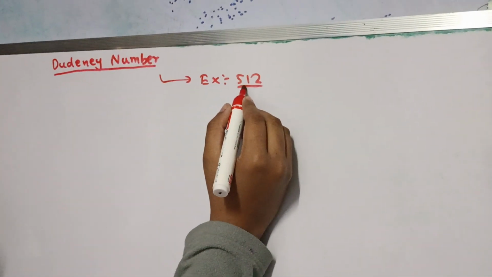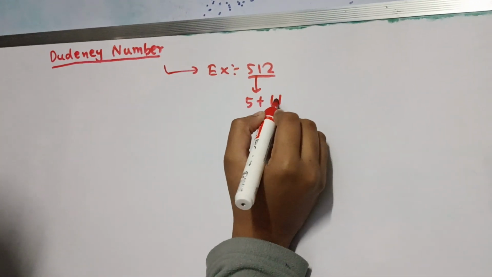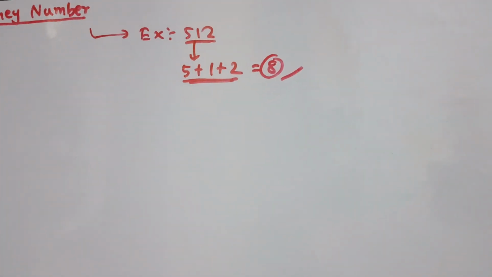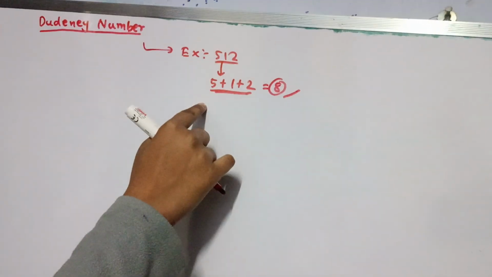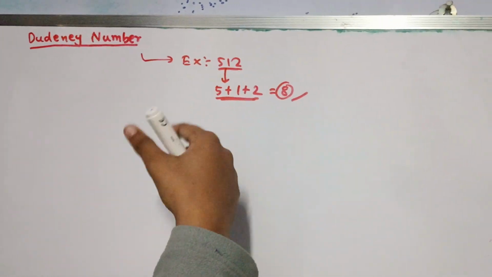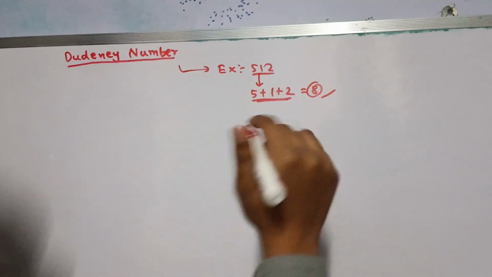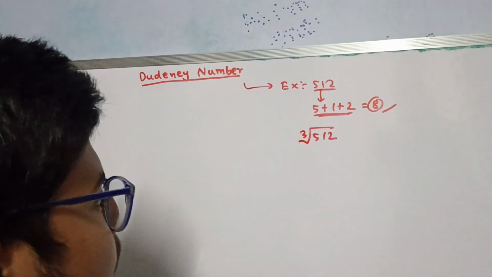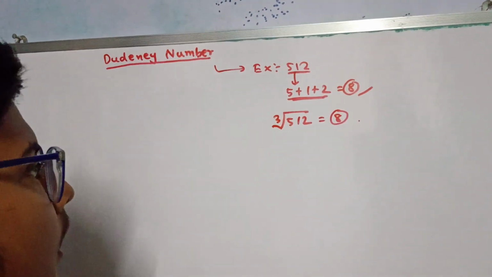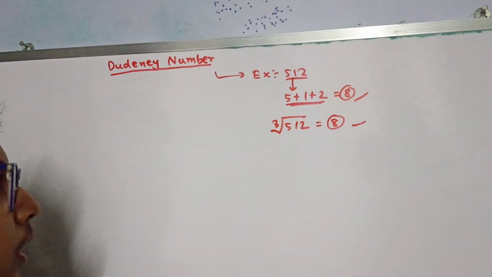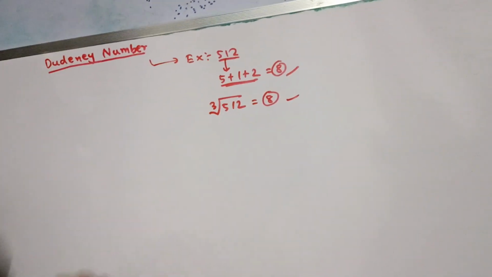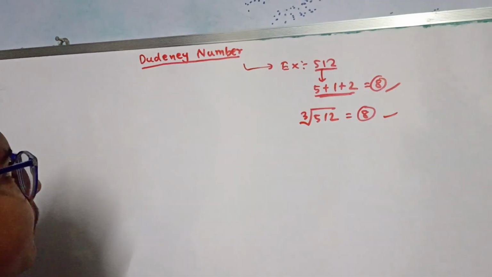Example 512. You observe this number and now you extract its digits. Then you calculate its sum. What will you get? You will get 8. From this number you will extract its digits and then you will do the sum of these digits. Then you will get 8. Now do the cube root of this number. If you do the cube root of this number, you will get the similar number, that is 8. So then you will give a conditional statement that if the sum of the digits is equal to the cube root of the number, then you will print it is a Dudeney number.